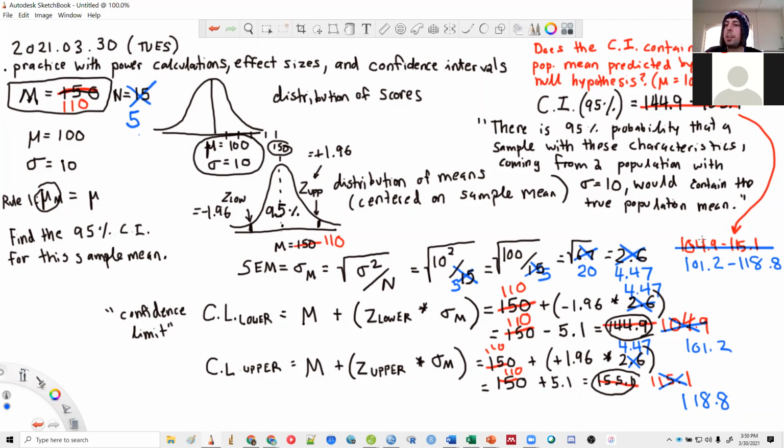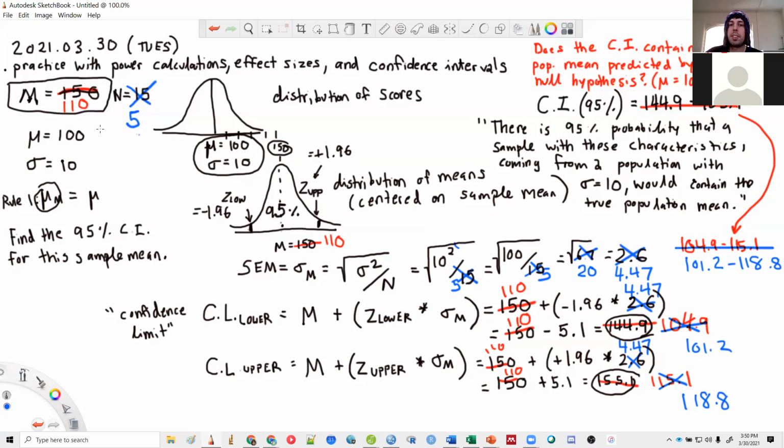So the confidence interval is about 10 units apart. However, when the sample size is 5 instead of 15, the difference is about 17 points. So the confidence interval, the range, is larger when the sample size is smaller.